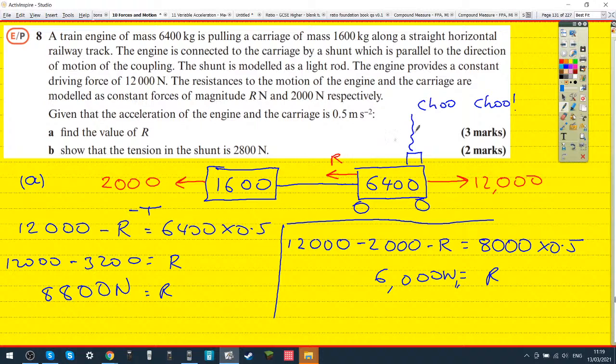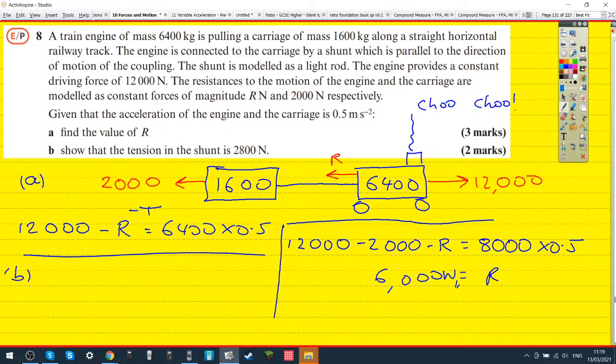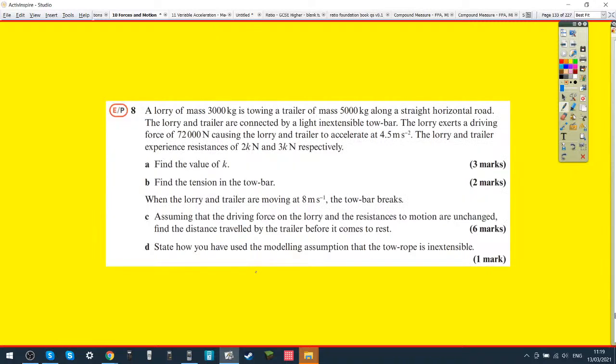So for this, we only need to use the engine, right? Yep. So do 12,000 minus 6,000, because that's R, minus T, equals mass, which is 6,400, times acceleration, which is 0.5. And you'd get 6,000 minus T equals 3,200. And then you'd minus 6,000 on both sides. You'll get 2,800. T is 2,800. And once it's a linear equation, calculator can do the rest, and you don't get any extra stuff.